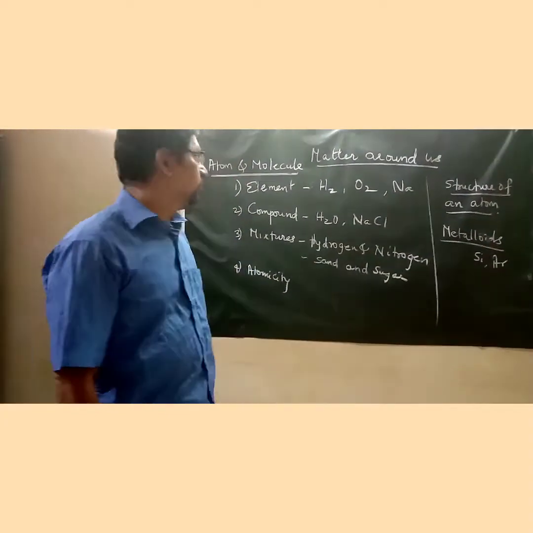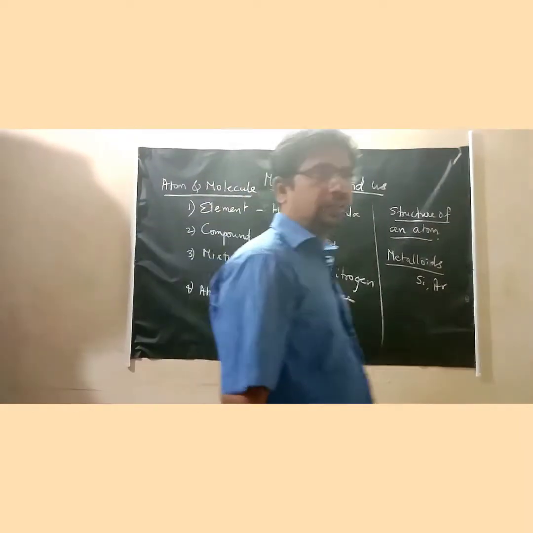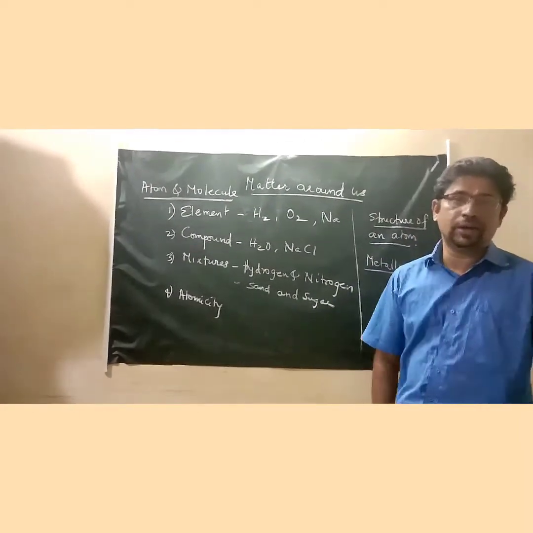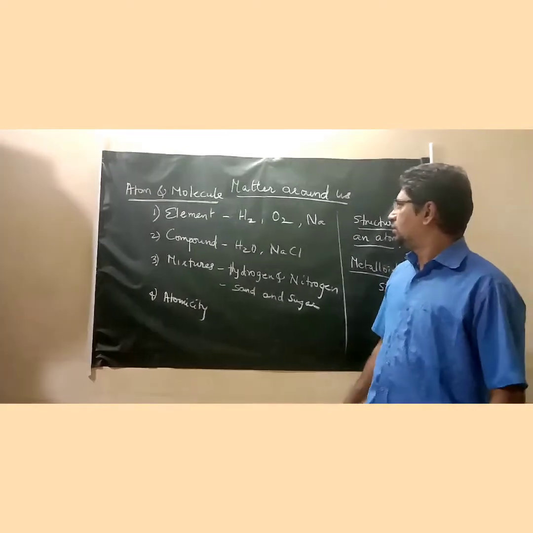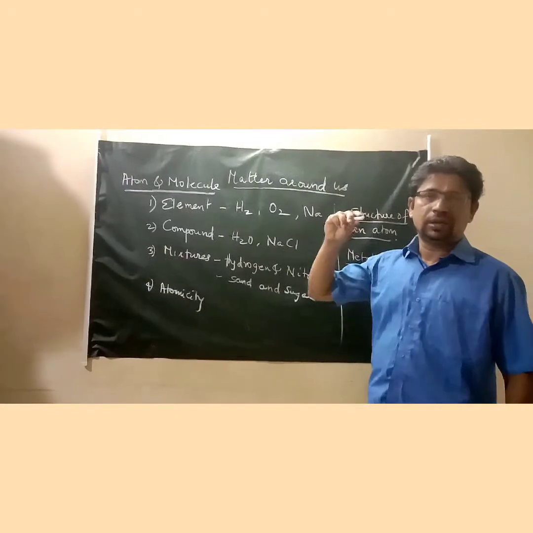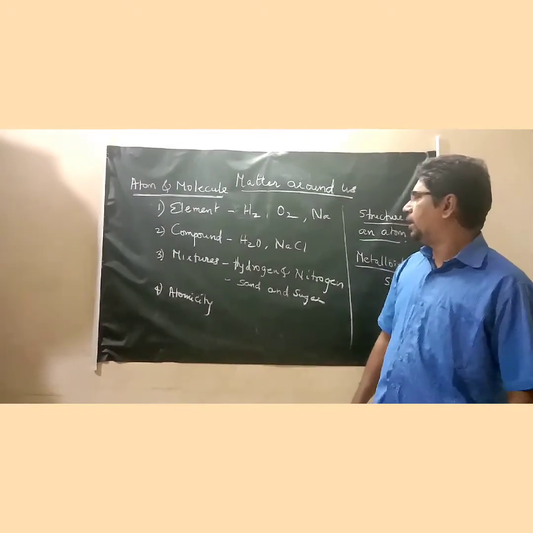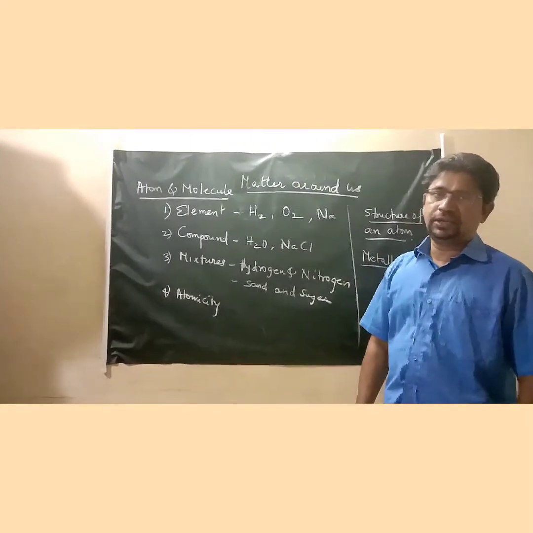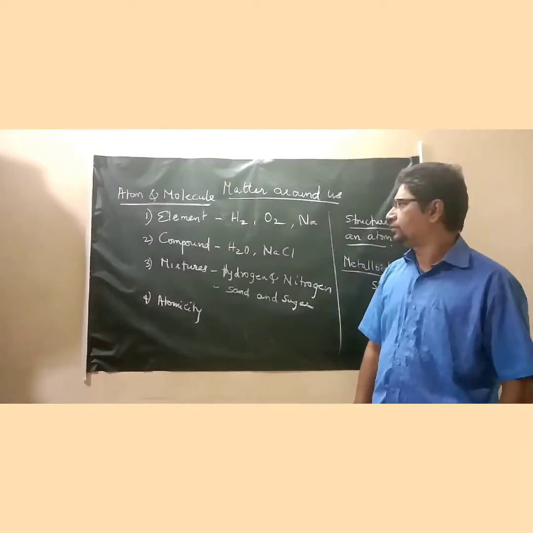Today we shall see the topic on matter around us. What is meant by matter? Matter are those which are in and around us on earth. So whatever is available on earth is called matter. We differentiate this matter into three types actually: solid, liquid, and gas.